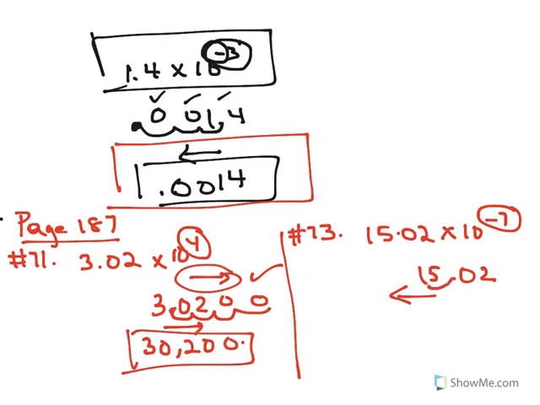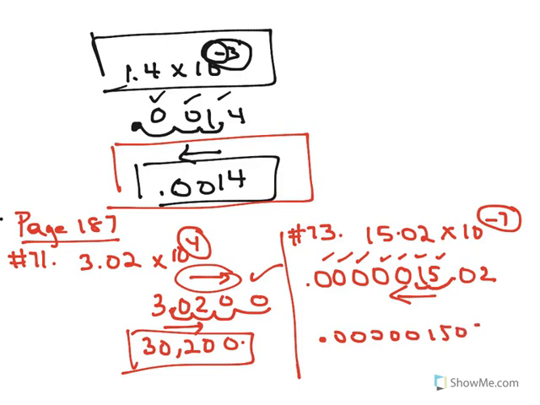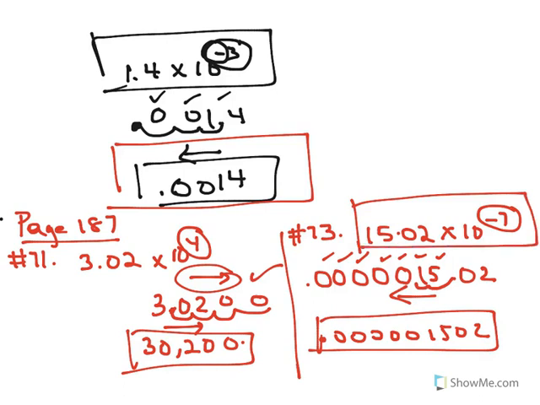So it's going to go 1 and 2, and then 1, 2, 3, 4, and 5, and one more. So it's going to be 1, 2, 3, 4, 5, 6, and 7. Okay? So the final number is 0.000001502. So again, this number was written in scientific notation and was moved to standard notation.